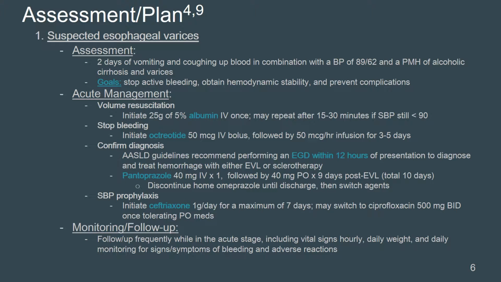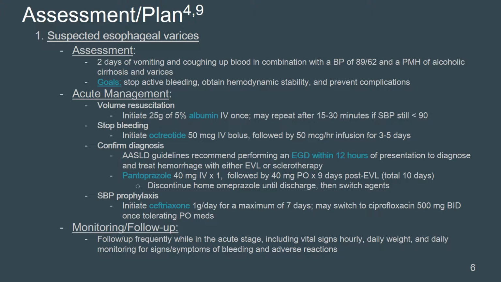The first most life-threatening problem for this patient is going to be suspected esophageal varices, and that's indicated by him having 2 days of vomiting and coughing up blood in combination with him being hypotensive and having that past medical history of cirrhosis and varices that have been banded in the past. The goals are going to be to stop the active bleeding, obtain hemodynamic stability, and prevent complications.